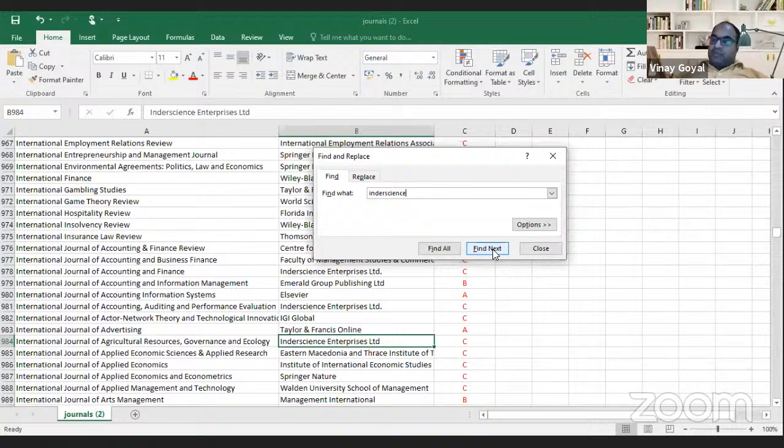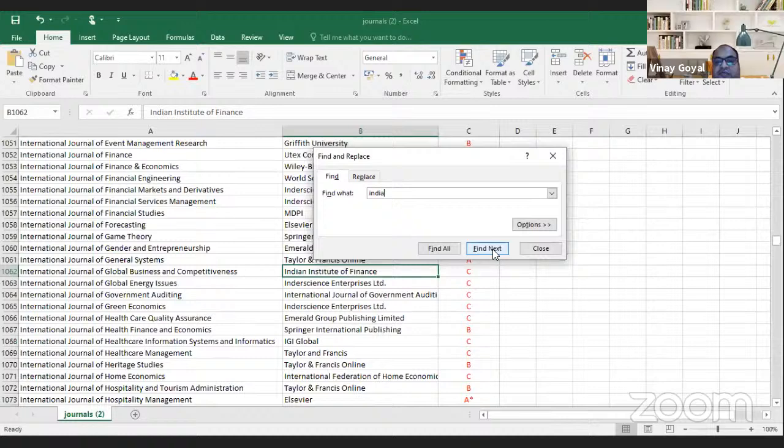Then we have some journals which are published by Indians. I have written here, you can see, this is a journal of the Indian Institute of Finance. I hope you are able to see. This is a list I have highlighted.